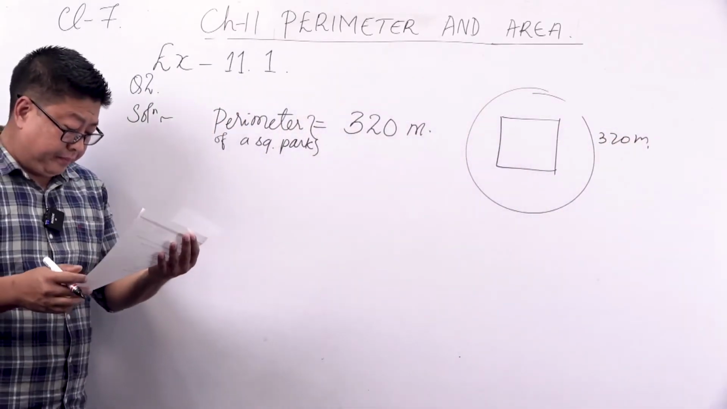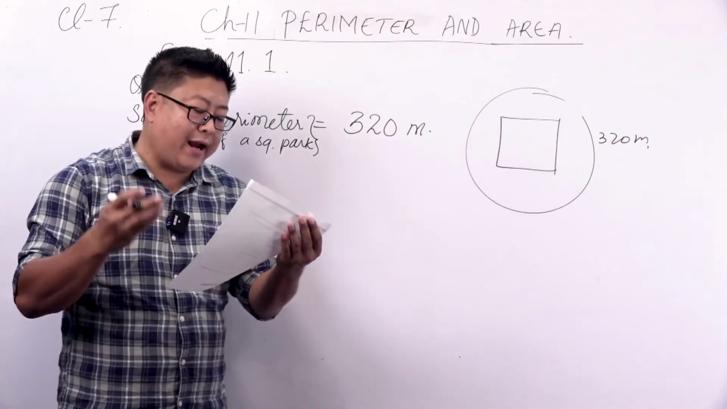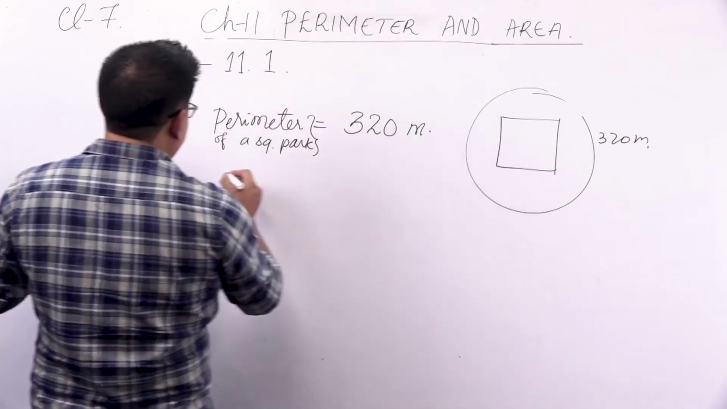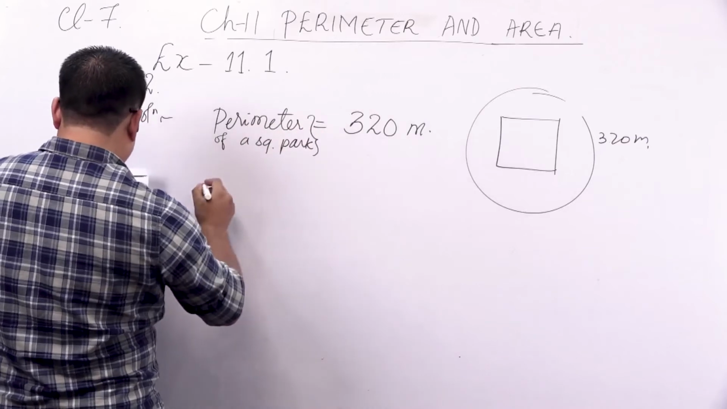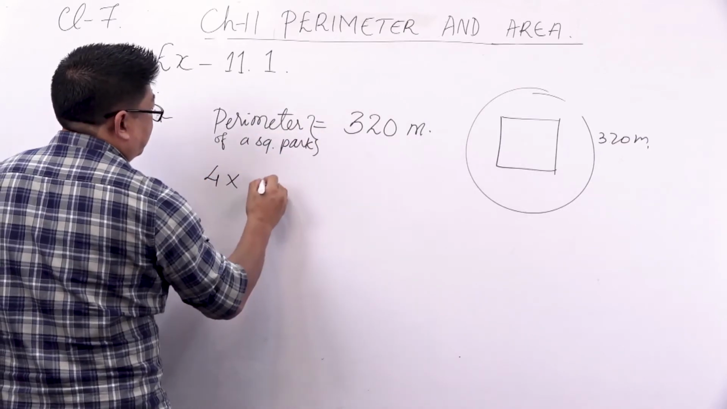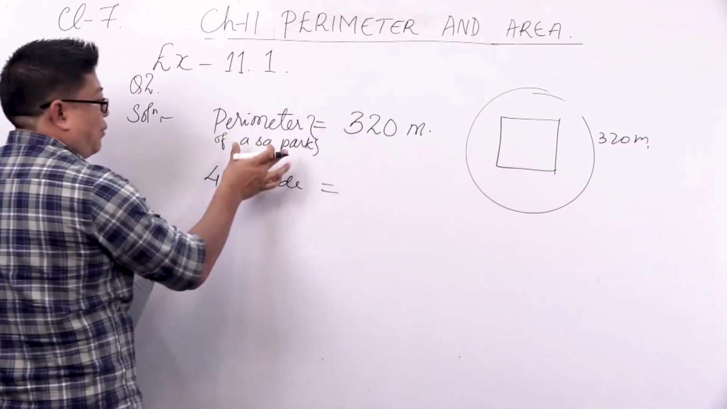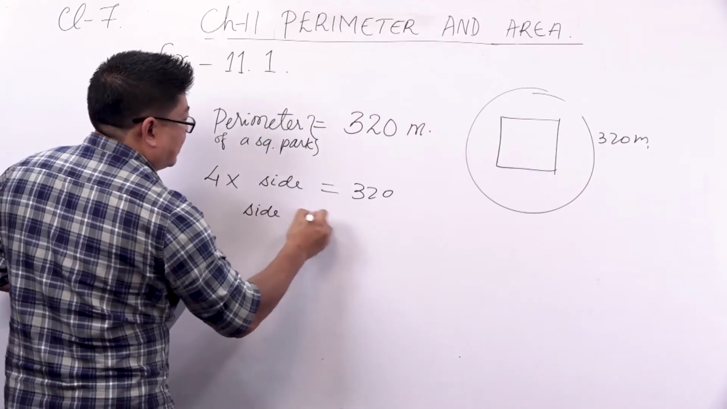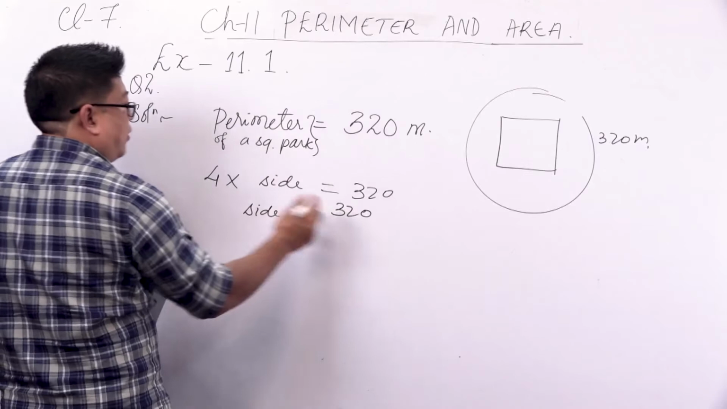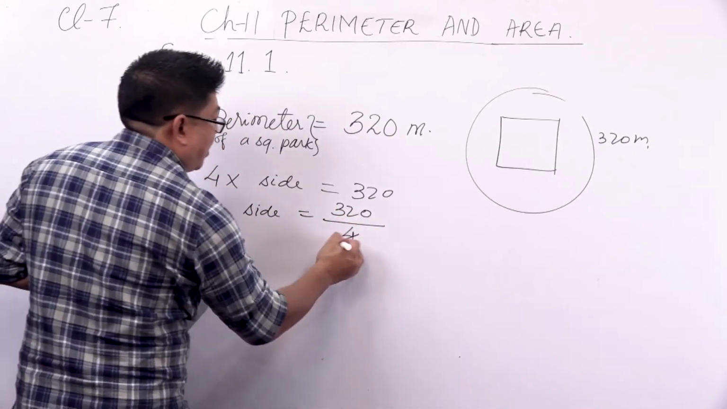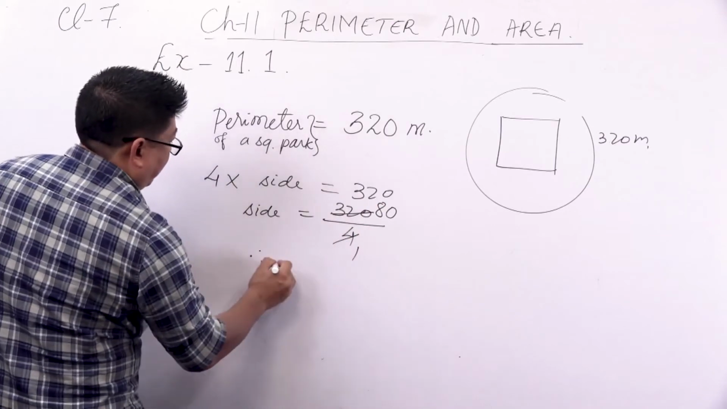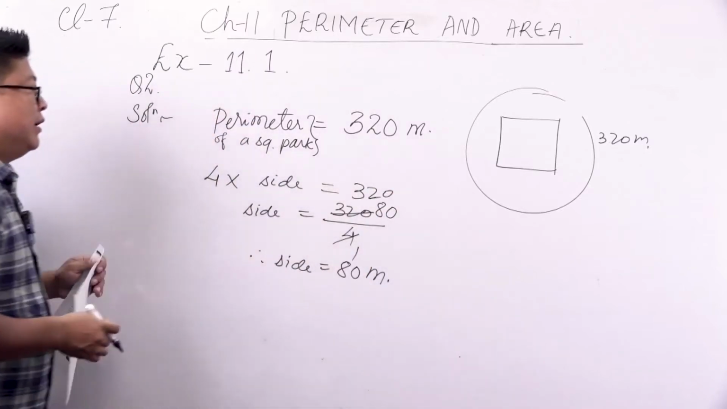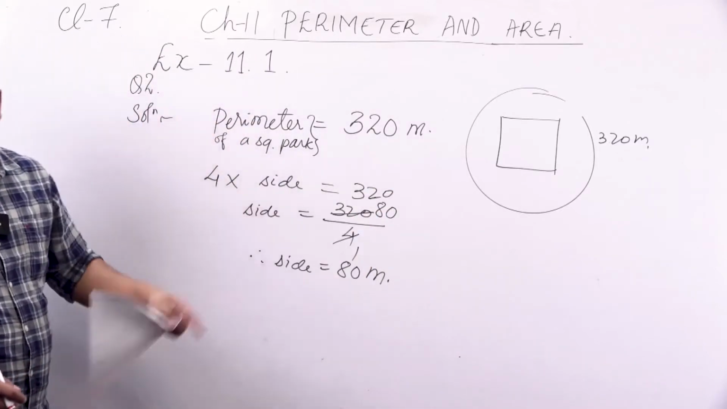Now they are asking us to find the area of this square park, but no side is given, only the perimeter is given. So we already know that the perimeter of a square park is 4 into side. All right, this formula is 4 into side. 320 we already know, so side I will keep as it is. 320 equals 4 into side. This 4 will come on the other side, divide. So therefore, your side is equal to 80 meter. So when you divide 320 by 4, you get 80.